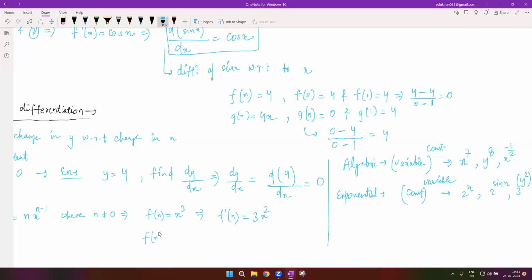So let's say I have f(x) equals x to the power 100. Can you guys tell me what will be the value of f dash x? Just tell me by speaking, you don't need to write. If f(x) equals x to the power 100, then what is f dash x? What is the differentiation of this?